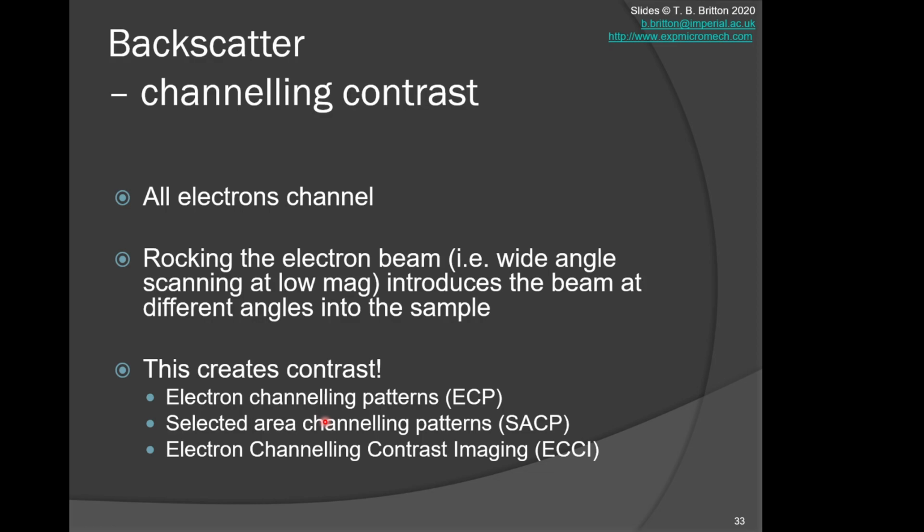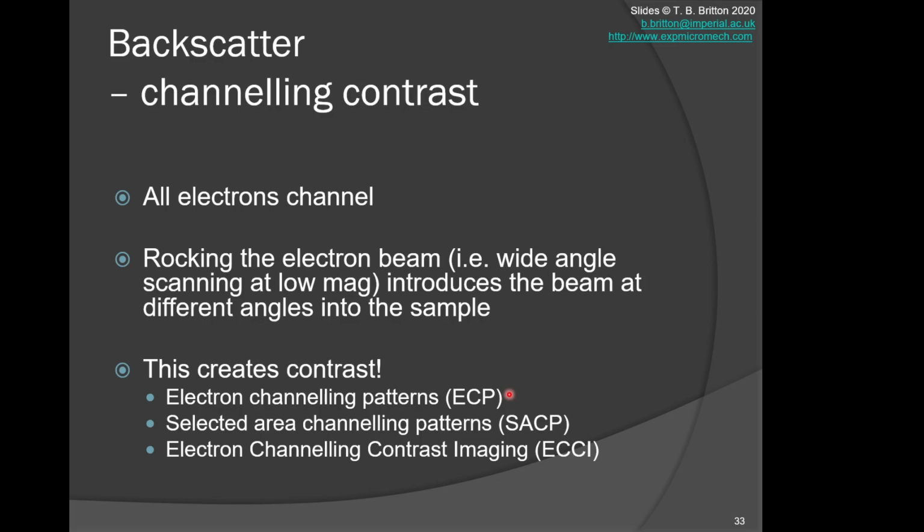The other way that you can rock the electrons with regards to the sample is to rotate the crystal. So if you have a polycrystal sample, different grains have different crystallographic orientations, and they can give you contrast associated with channeling. So if you have the opportunity to rock your beam on, say, a single crystal at low magnification, you will generate an electron channeling pattern.